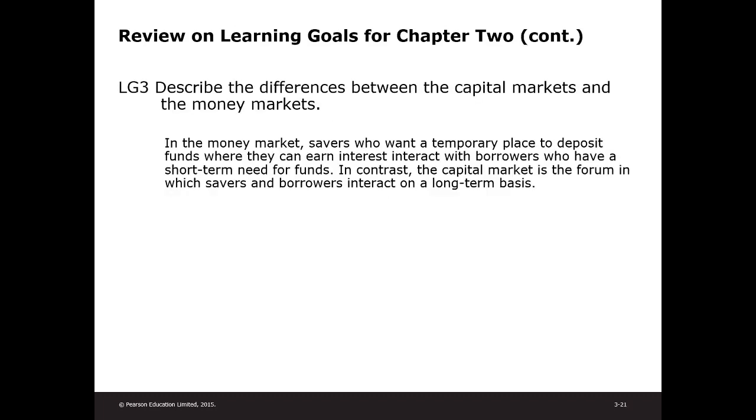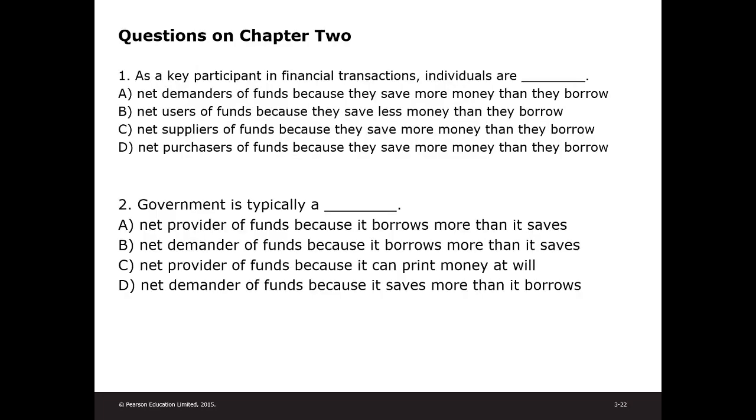The last objective is to describe the differences between the capital markets and the money markets. As we know, in the money markets, savers who want a temporary place to deposit their funds where they can earn interest interact with borrowers who have a short-term need for funds. This short term is usually less than 1 year. In contrast, the capital market is a forum in which savers and borrowers interact on a long-term basis, usually more than 1 year. So let's move on to the questions.